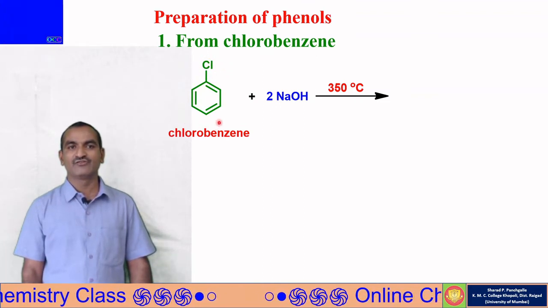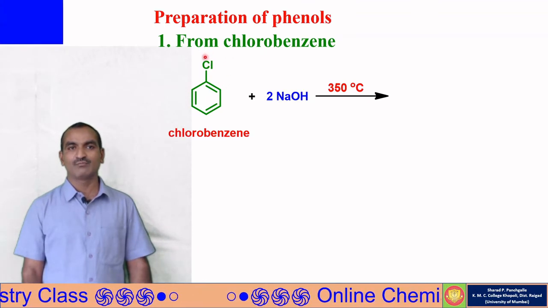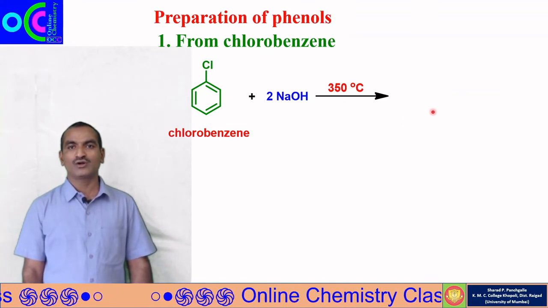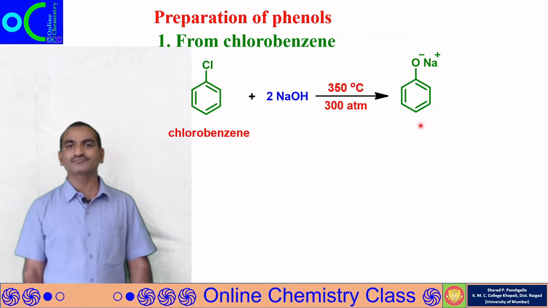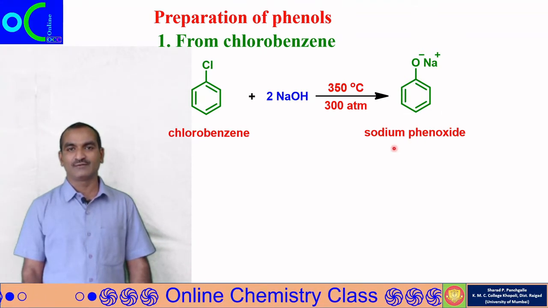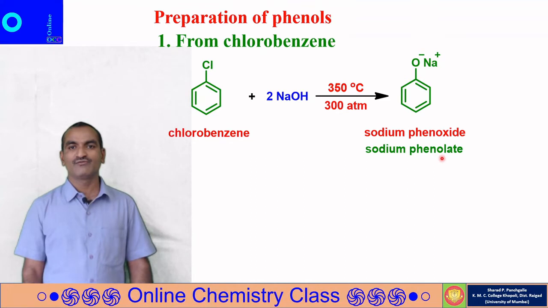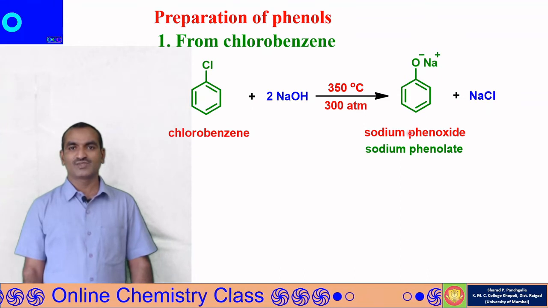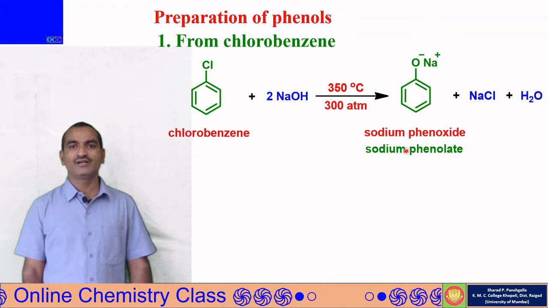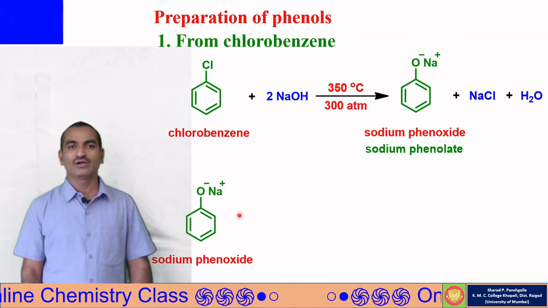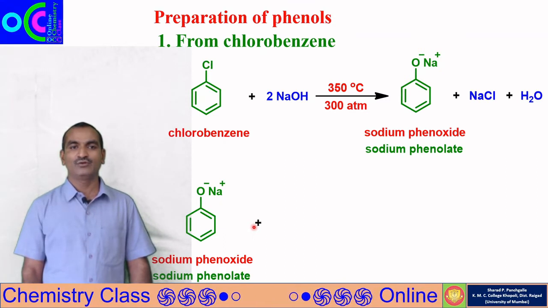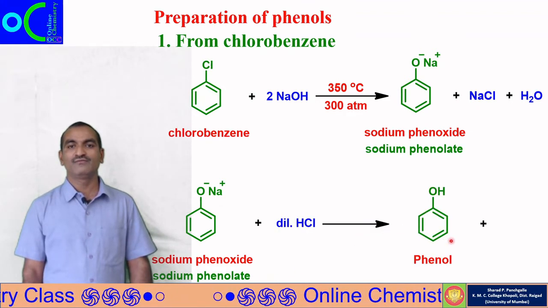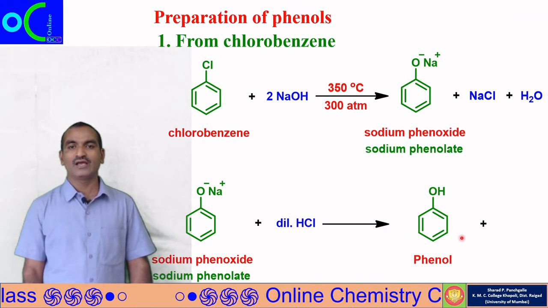So we are expecting phenol in this reaction, but as there is basic medium, there will be formation of salt of phenol. So we'll get sodium phenoxide as the final product, that is also known as sodium phenolate. Similarly, there will be formation of sodium chloride also. Now this sodium salt of phenol when treated with dilute acid, for example dilute hydrochloric acid, this salt will convert into free phenol. So we'll get phenol as the final product.